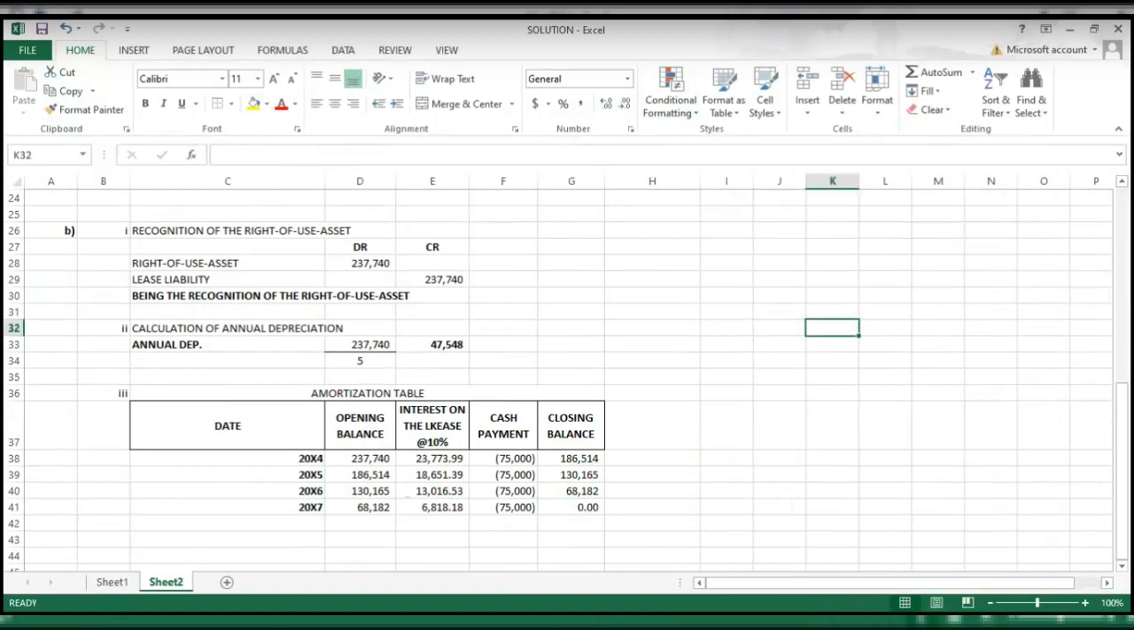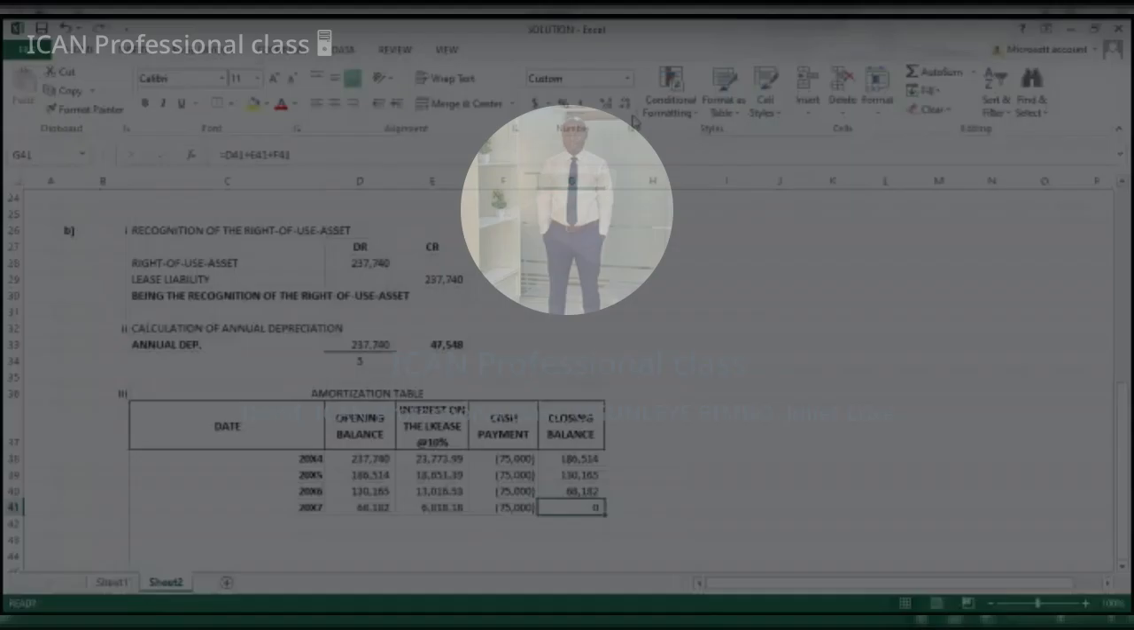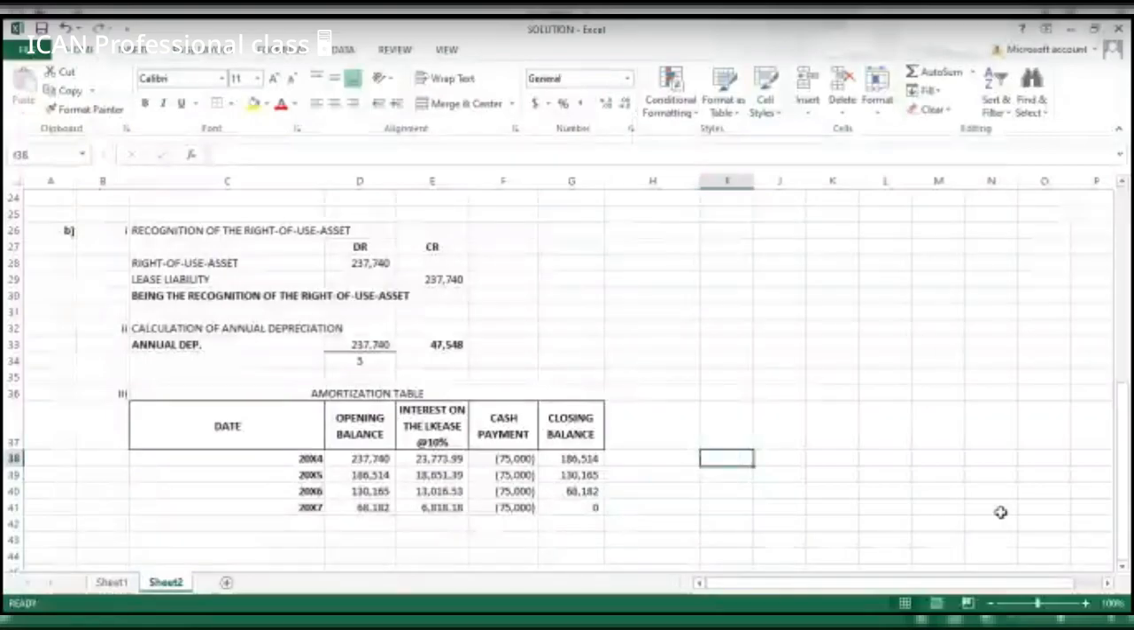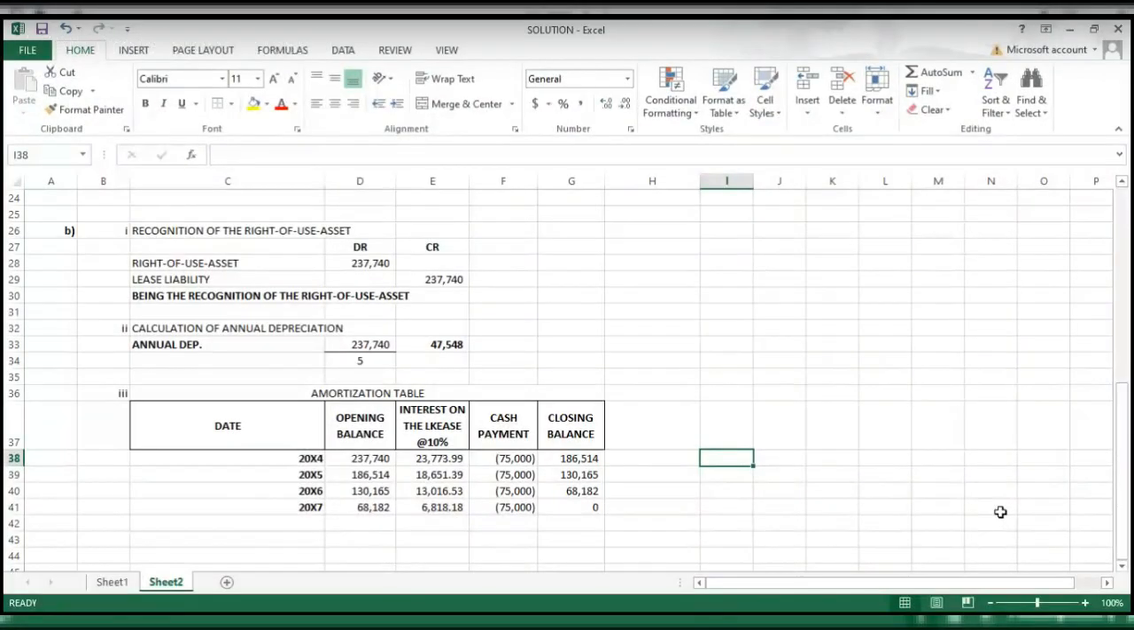The balance is 0 at the end of the life of the lease. That is, the lease is already nailed at the end of its life. So it is 0. That is what we have here. So you can see how the amortization table is done.